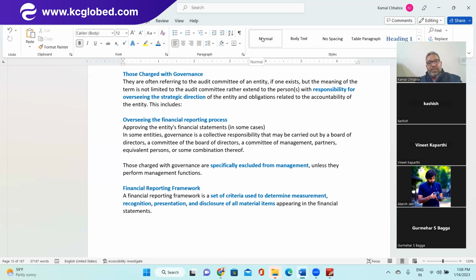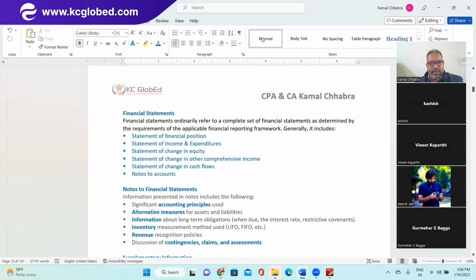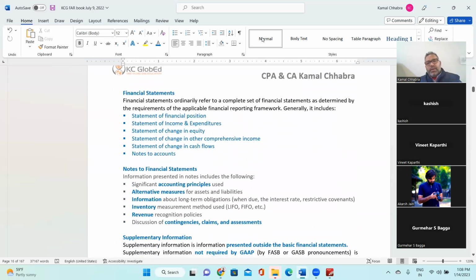Got it. Okay. Financial reporting framework, I think we have already covered. Financial statements we also covered: statement of financial position, statement of income and expenditure, changes in equity, other comprehensive income, cash flow, and notes to accounts. So this is called the main financial statement, right? There is some supplementary information, or certain required supplementary information, which is not part of the main financial statement.